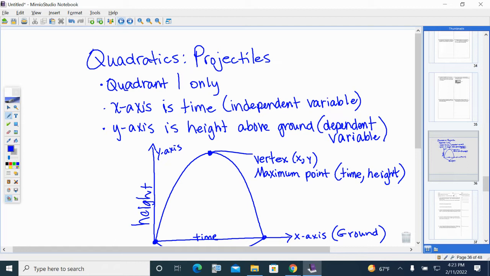Projectiles are typically in quadrant 1 only. There are some instances where a person is jumping into water, so you might involve quadrant 4 of the coordinate plane because you're going to be going below the surface of the water. In all of these problems, the x-axis is going to be our time, which is our independent variable. The y-axis is going to be the height above ground, which is our dependent variable.